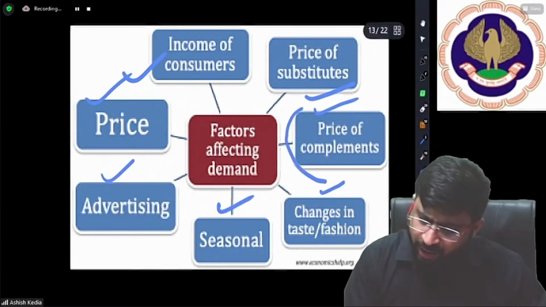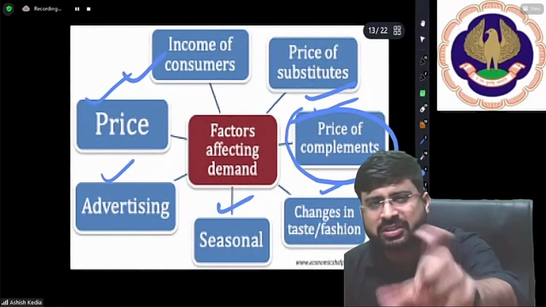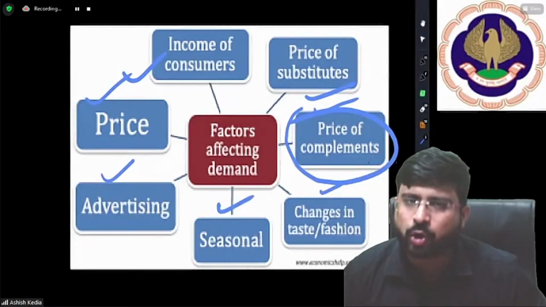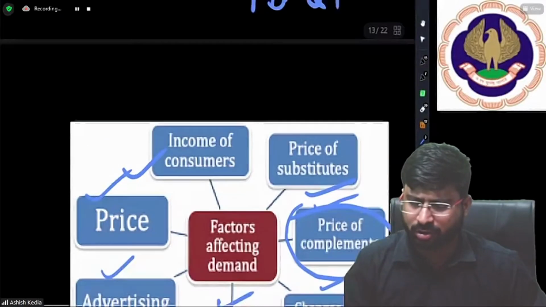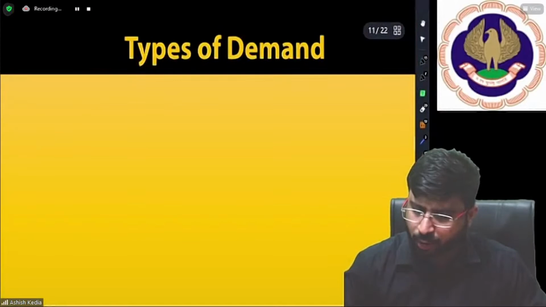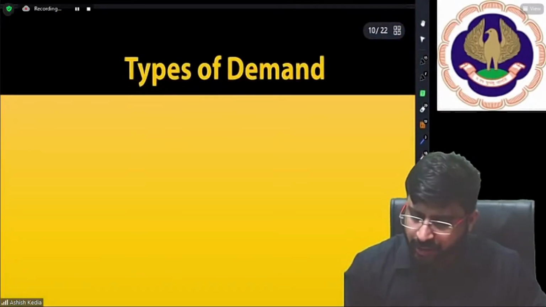Okay, sir, we know complementary goods. Complementary goods are like car and petrol, which are wanted together, used together. But what are substitute goods, sir? Sir, you did not tell us about substitute goods. Yes, I will tell you about substitute goods now.